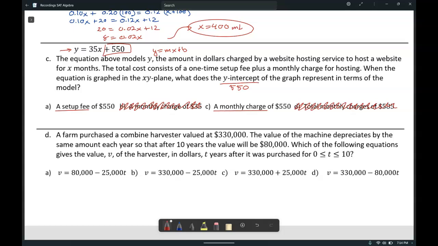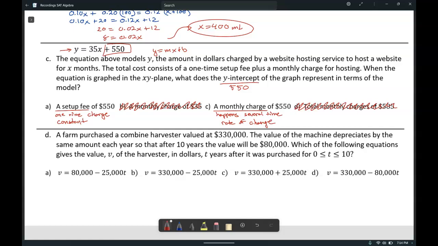So a setup fee only happens once. So it's a one-time charge. And if it's a one-time charge in an equation, that's represented as a constant. Versus a monthly charge, that happens several times. And so when something happens several times and it's repeated, that's usually part of our rate of change.